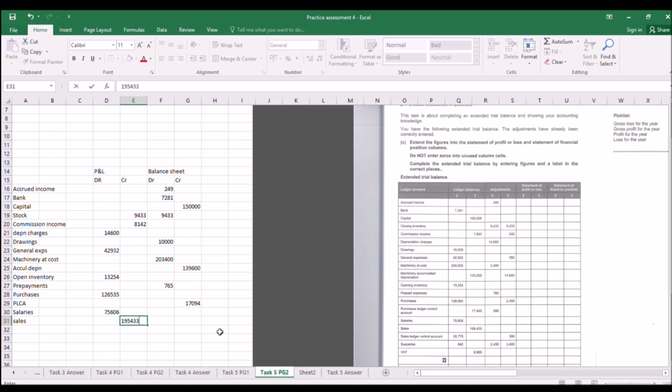And then 443. Sales ledger control account is an asset in the balance sheet, and so that's going to be an asset of 25775, and we've got a credit adjustment there, of 399. Okay, so there's our sales ledger control account, and our suspense account. Let's see whether this clears, because it would be in the balance sheet.